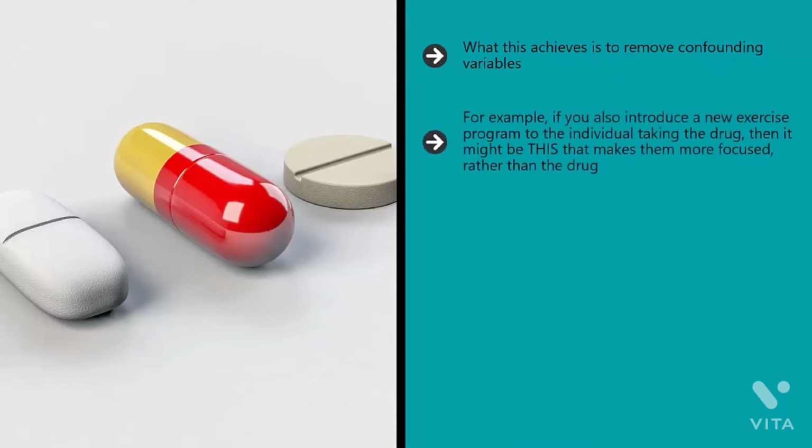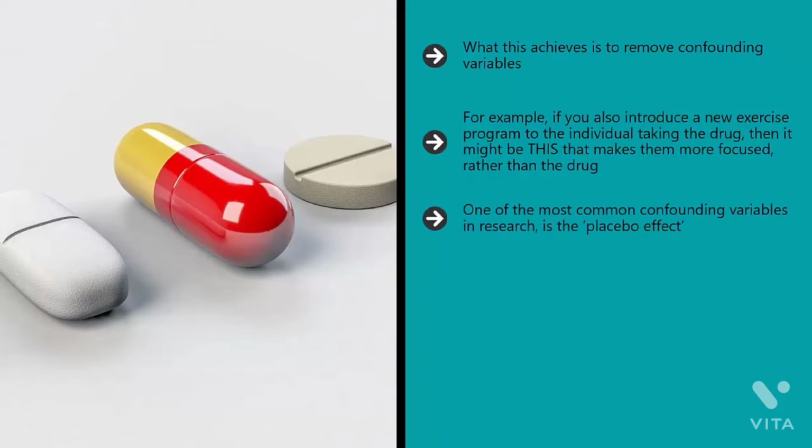For example, if you also introduce a new exercise program to the individual taking the drug, then it might be this that makes them more focused, rather than the drug. That skews your results, and you therefore don't know whether the drug or the intervention made the difference. One of the most common confounding variables in research is the placebo effect.